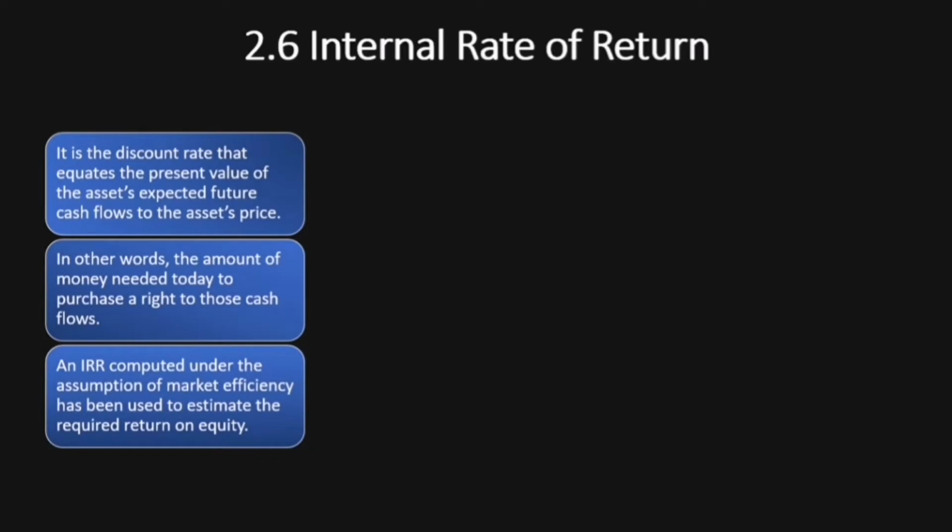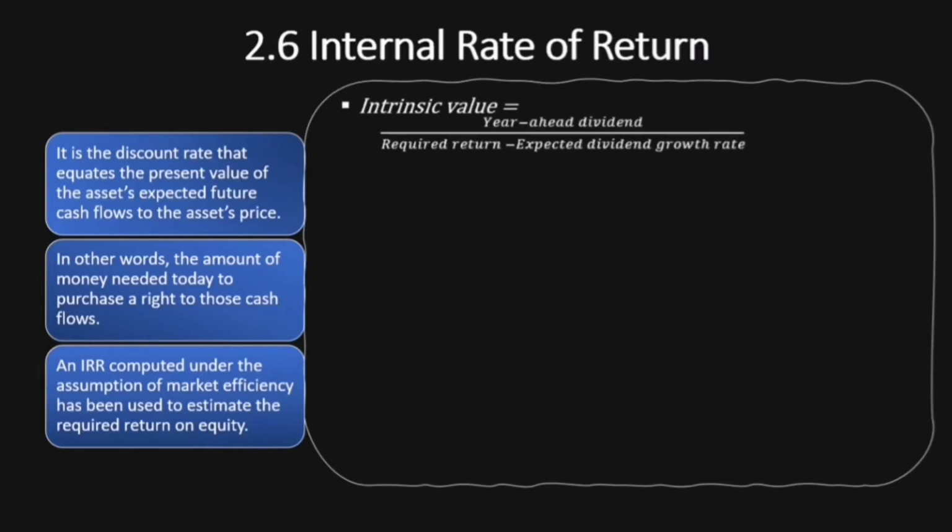Next, 2.6, internal rate of return. It is the discount rate that equates the present value of asset expected future cash flows to the asset price. In other words, the amount of money needed today to purchase a right to those cash flows. An IRR computed under the assumption of market efficiency has been used to estimate the required return on equity. So this is the formula of intrinsic value. Intrinsic value equals year-ahead dividend divided by required return minus expected dividend growth.